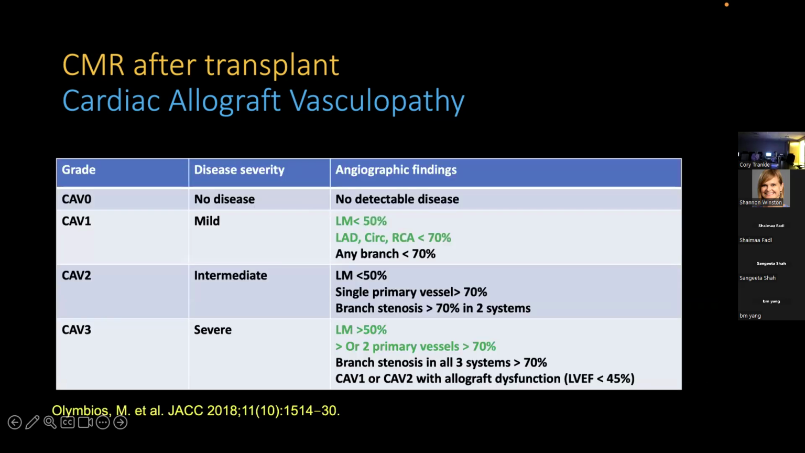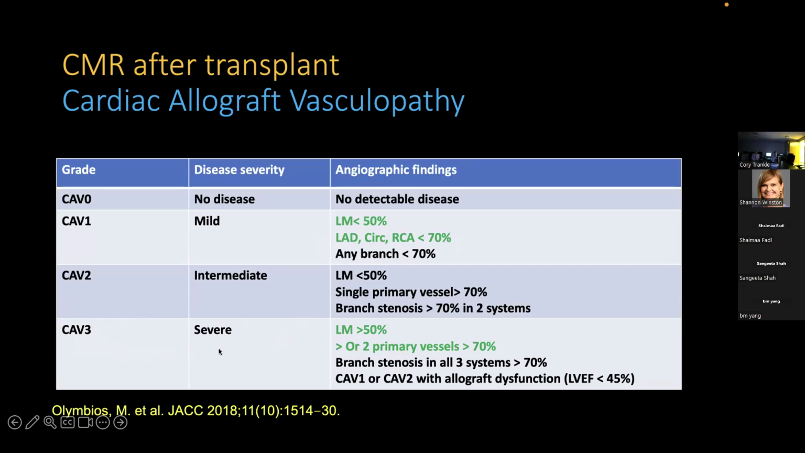They graded the vasculopathy into 4 grades. Grade 0, there is no disease. Grade 1, when there is mild disease. Mild disease is when the left main is less than 50%, or when the LAD, circumflex, and RCA, the major epicardial vessels, have less than 70% lumen narrowing.